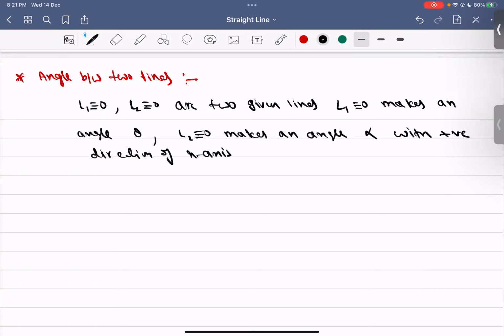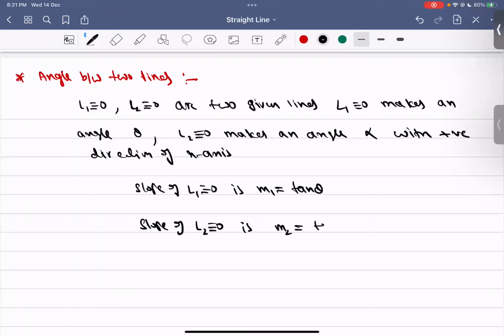Therefore, the slope of L1 = 0 is M1, that is tan theta. The slope of L2 = 0 is, suppose, M2, that is tan alpha. Then we will try to find the angle between the two straight lines.